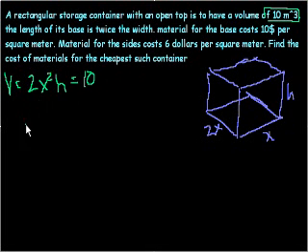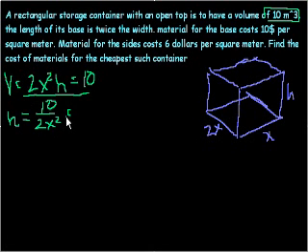Right? Let's divide both sides by 2x squared. And so what do we get? If we take this equation and divide both sides by 2x squared, we get h is equal to 10 over 2x squared, which is equal to 5x to the minus 2 power. That is h. We have just solved that. We were able to solve that because they gave us a constraint on the volume of the box.